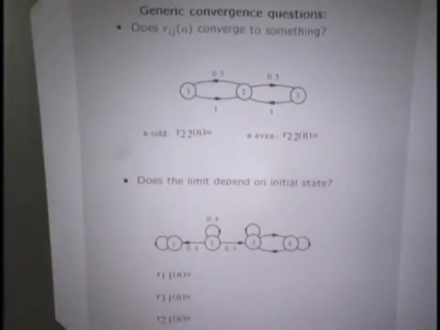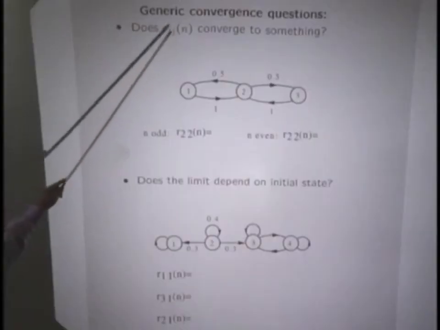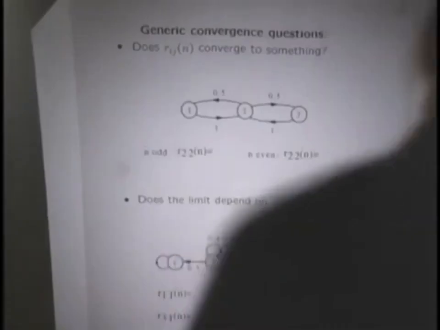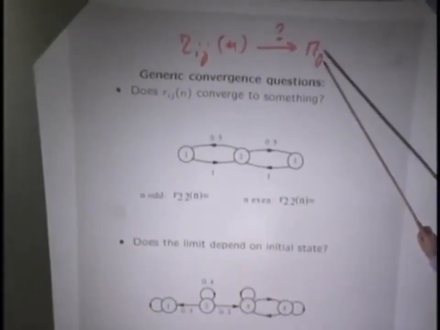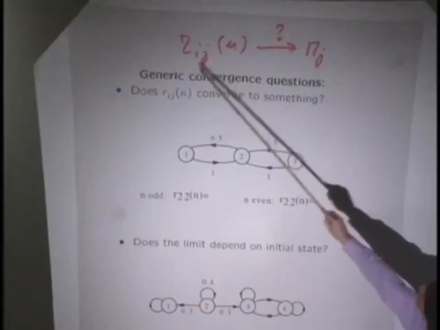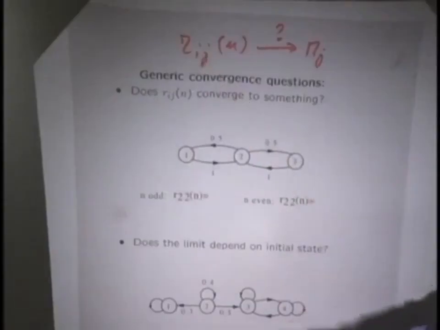And if they do converge to something, is it the case that the limit is not affected by the initial state i at which the chain started? So mathematically speaking, the question we are raising is whether Rij(n) converges to something, and where that something to which it converges has only to do with j. It's the probability that you find yourself at state j, and that probability doesn't care about the initial state. So it's the question of whether the initial state gets forgotten in the long run.